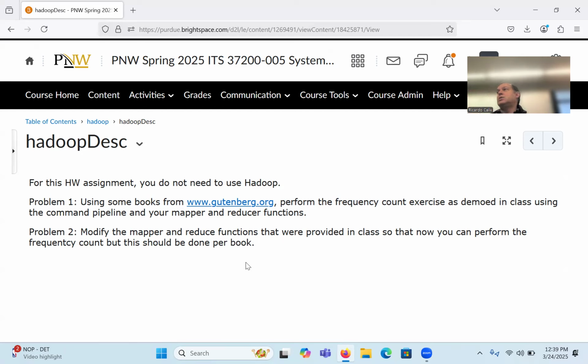Essentially, this map reduce framework was created so that you could solve problems that are parallel. And so you have to think about it.